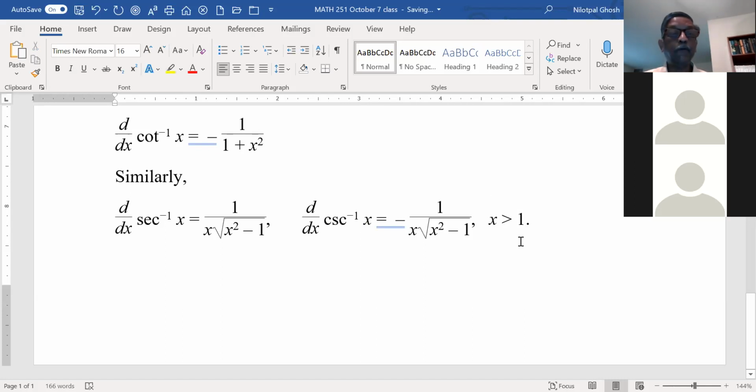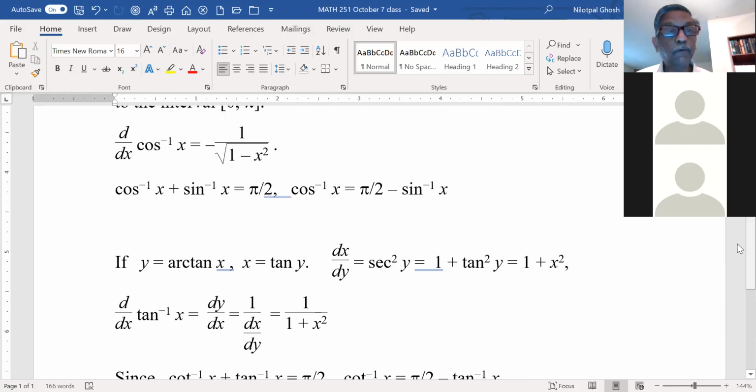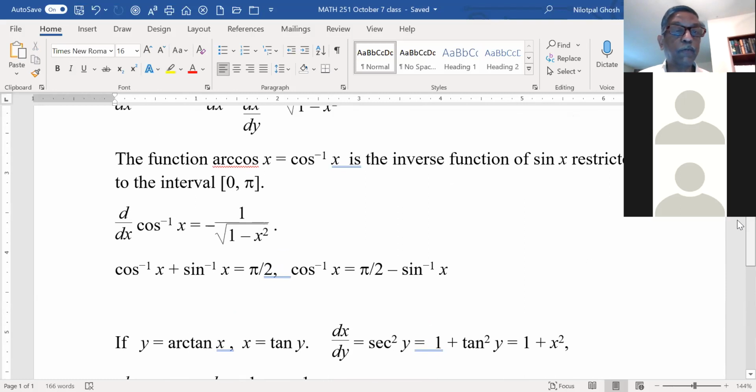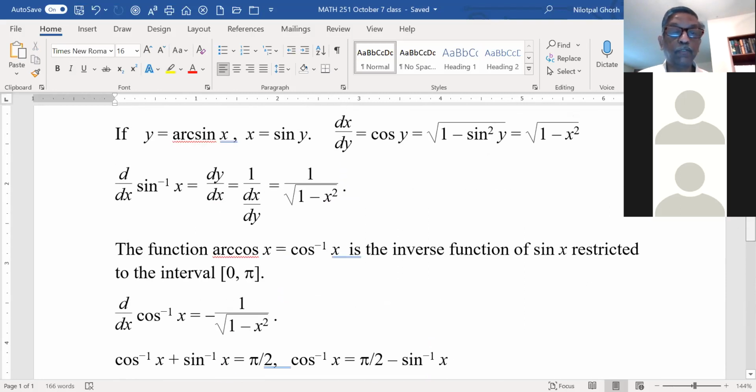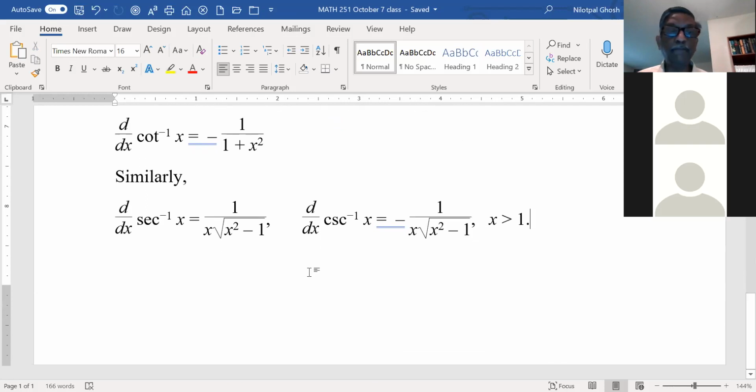If x equals 1 for sec inverse, there is no derivative because the derivative becomes infinite. So the derivative doesn't exist in that case. And similarly, for x equals plus 1 or minus 1, the derivatives of sine inverse and cosine inverse do not exist. Those are the derivatives of the inverse trigonometric functions.